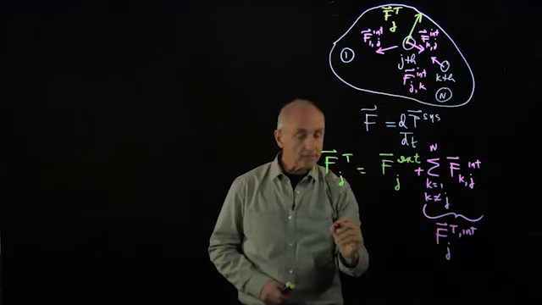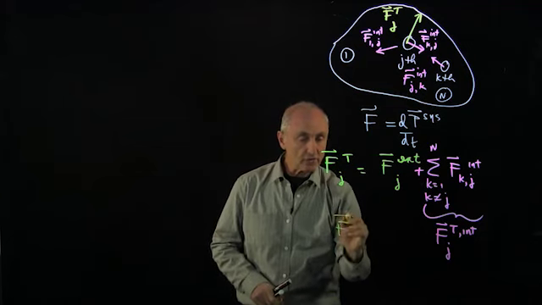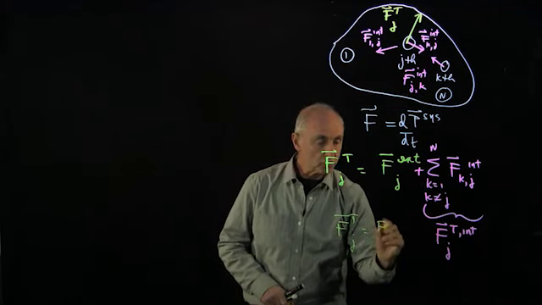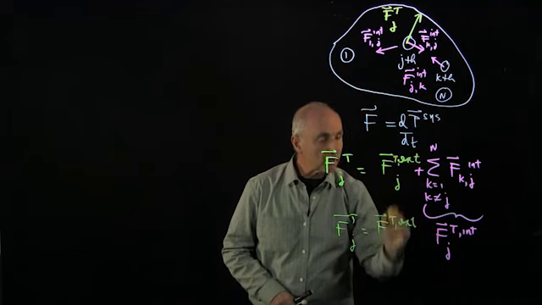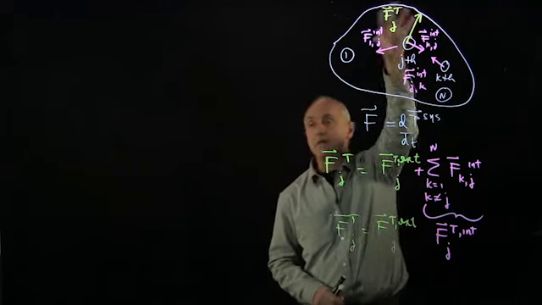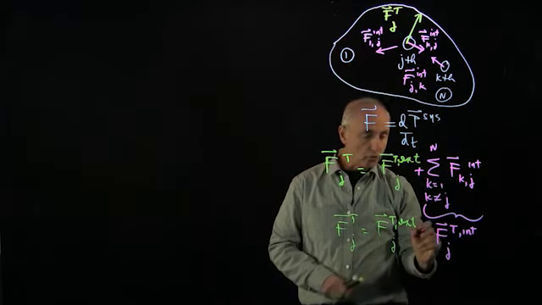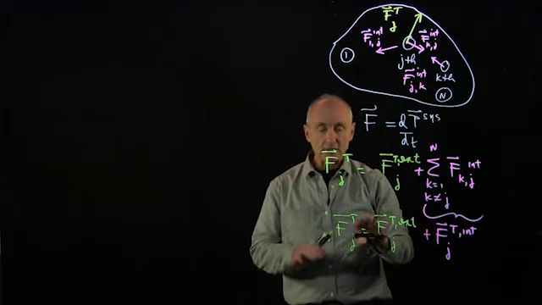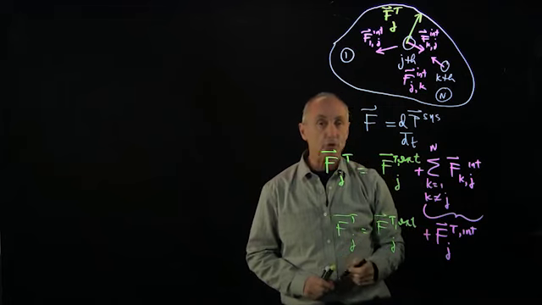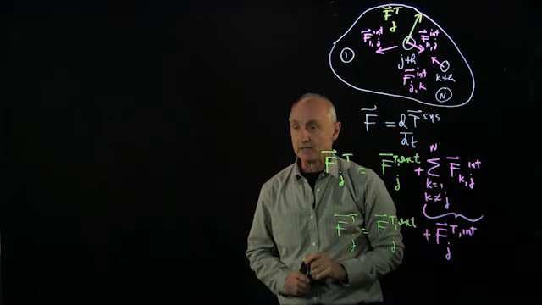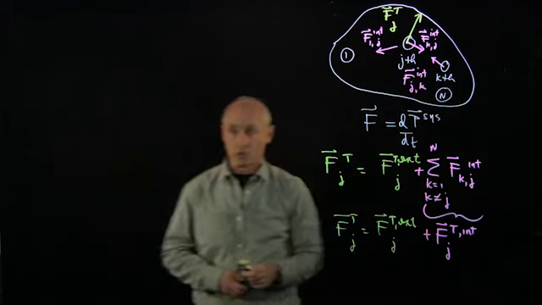So in summary, we see that the total force on the jth particle is equal to the total external forces. I'm assuming there could be many different types of external forces, plus the total internal force. A little bit later on, we can drop the t's for simplicity of notation. But this is our big idea: a force on the jth particle is external plus internal.